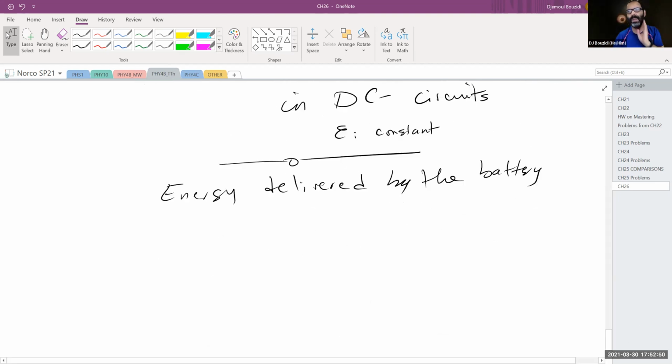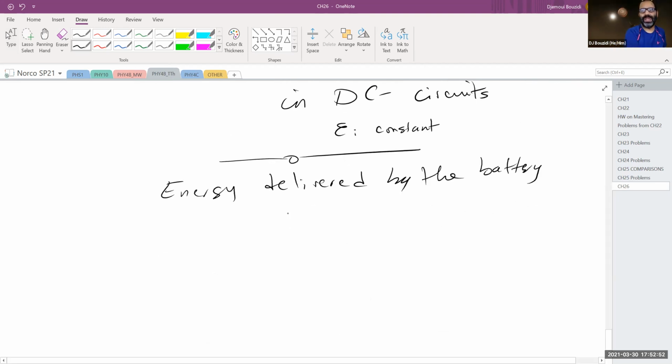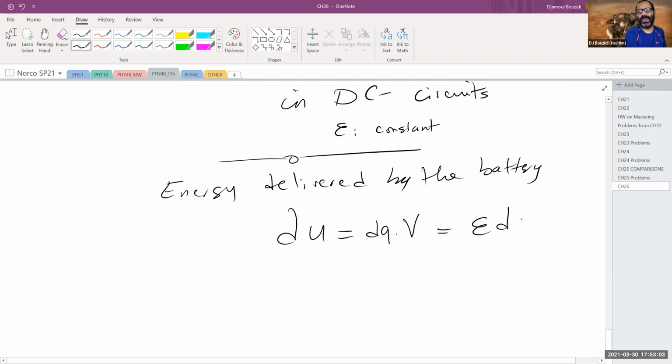Okay, so we found that the energy in general is given by the charge times the voltage, okay? The voltage in this case in the battery is just the EMF, so it's dU = epsilon dQ. So this is for the battery. This is the energy we take every time we take an amount dQ from it, okay?